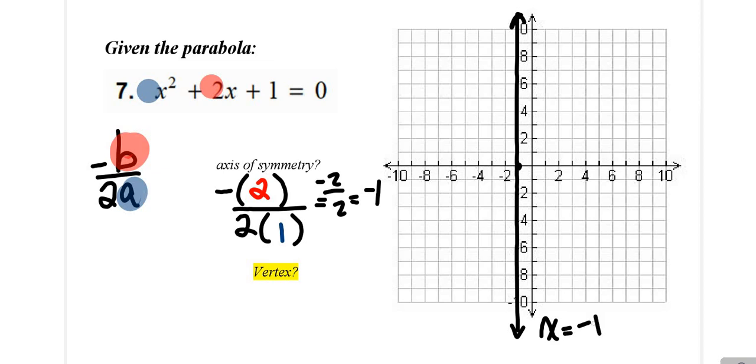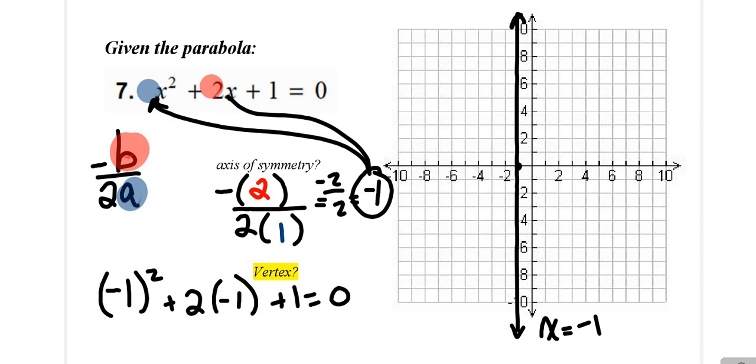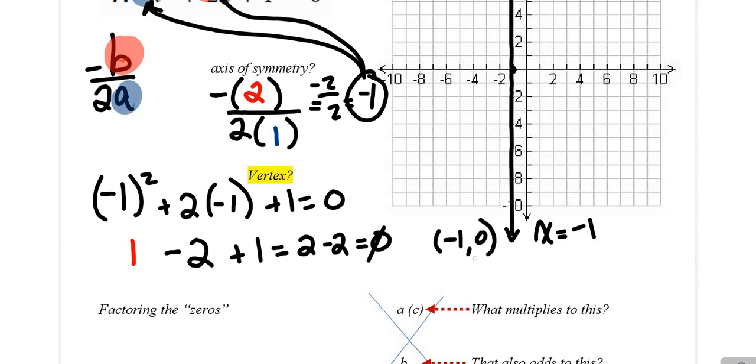Now to get our vertex, we plug it back in. That negative 1 goes right there. So negative 1 in parentheses squared plus 2 times negative 1 plus 1 equals 0. Negative 1 times negative 1 is positive 1. Minus 2 plus 1. This is basically 2 minus 2. So the vertex of our parabola is going to be negative 1, 0. That's our vertex. So our vertex is actually right there.